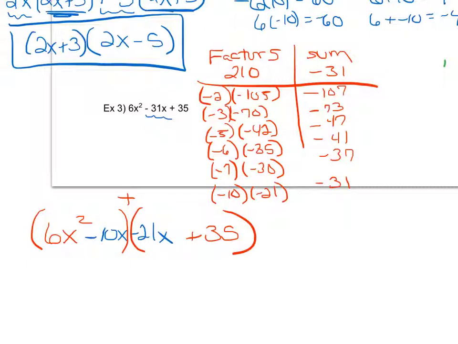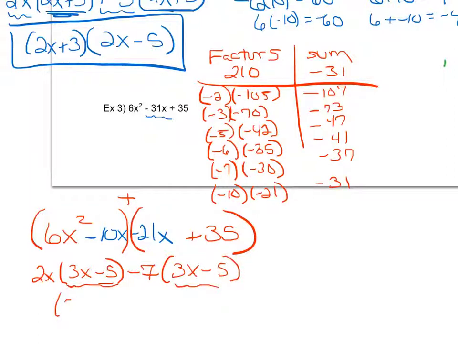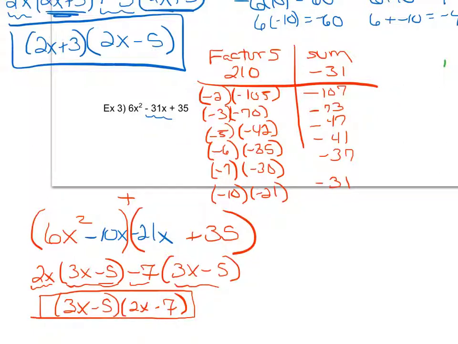My first two I see I can take out a 2x, leaving me with 3x minus 5. I'm going to take out a negative for my second two since I see I'm going to want a negative there. So I can take a negative 7 out, leaving me with 3x minus 5. I now have a 3x minus 5 in common that I can pull out to the front. And I'm left with 2x minus 7. And again, I'm factoring, therefore my goal is to get a multiplication problem, which I have successfully done.